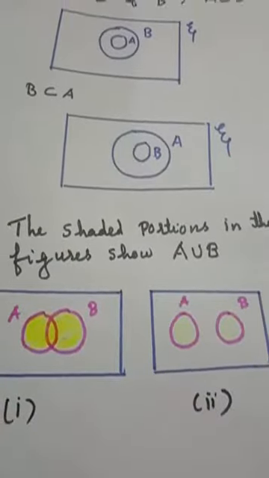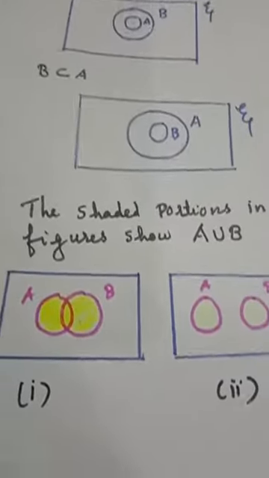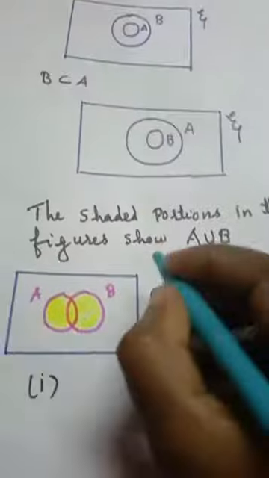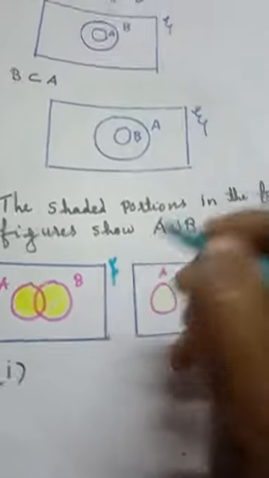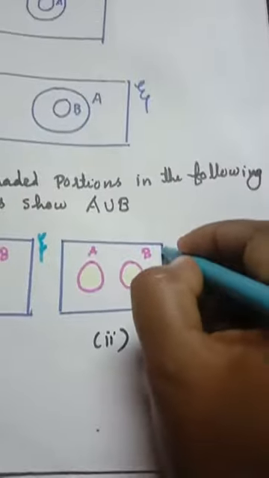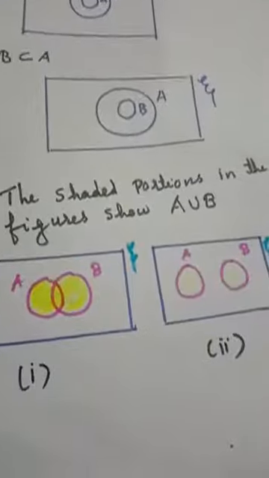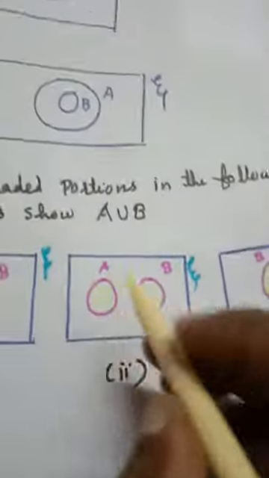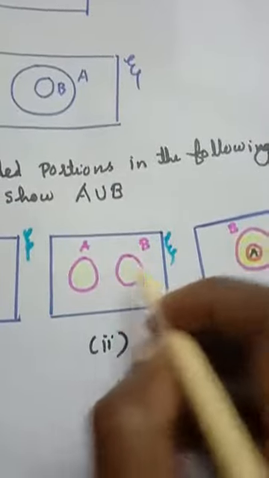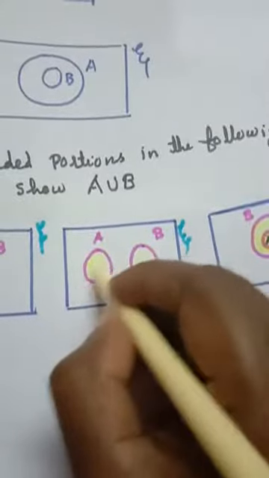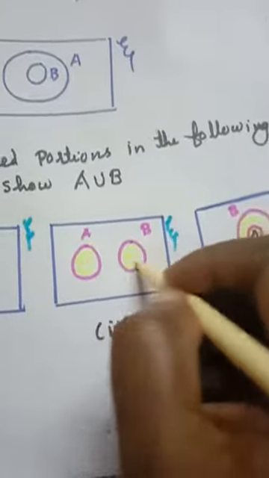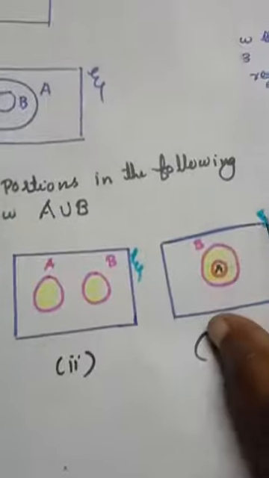This is a disjoint set. For a disjoint set, don't forget to mark the universal set. In a disjoint set, A union B, how to mark? This is A, this is B. Mark it completely, A and B.